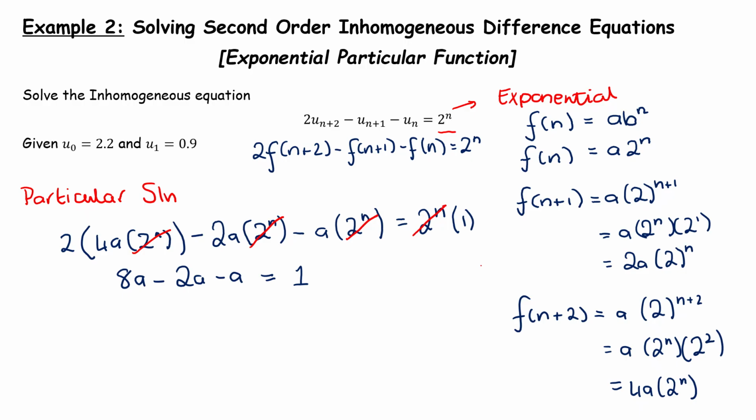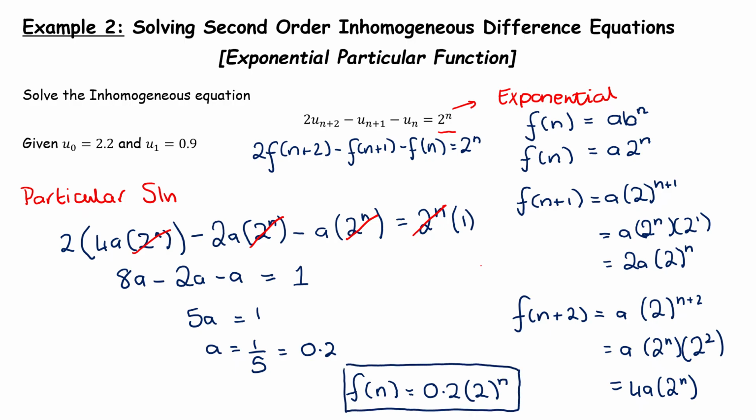So what that leaves us there is, that's 3, so that gives us 5a equals 1, so a is equal to 1 over 5. Or if you want to use decimals, that's 0.2. That means our function, f of n, is going to be 0.2 times 2 to the power of n. So that's our particular solution for this question.